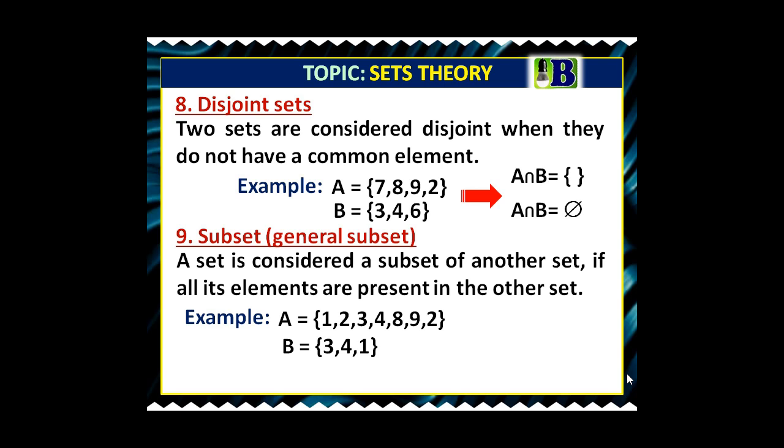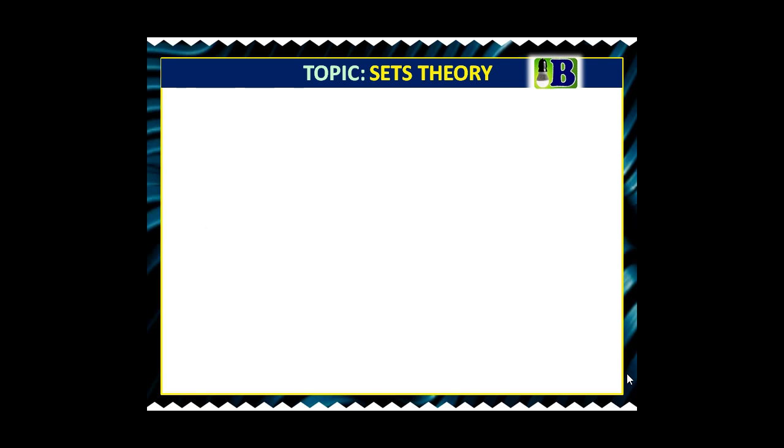Set A is equal to 1, 2, 3, 4, 8, 9, 2. Then set B is 3, 4, 1. If you look at it very well between these two sets, set B's elements are found in set A: 3, 4, 1. Check it very well; you discover that 3, 4, 1 are inside. Because the elements of set B are found in set A, set B is called the subset of set A. Mathematically it's represented like this. This is the symbol we normally use to represent subset. So B is the subset of set A. That is the way we normally represent it.